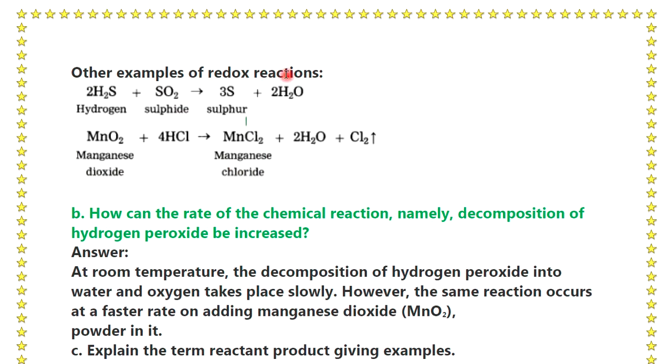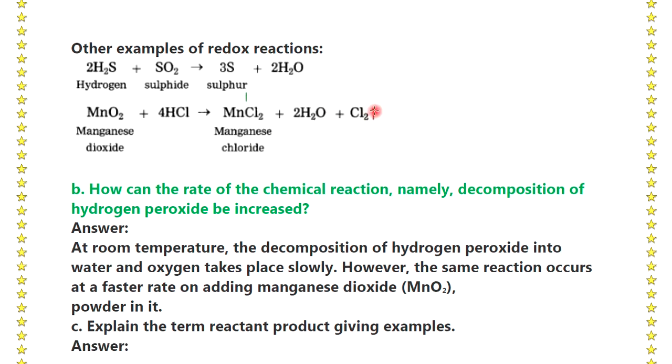Other examples of the redox reactions are 2H2S, that is hydrogen sulfide, plus SO2, sulfur dioxide, gives rise to 3S, sulfur, plus 2H2O. After that MnO2, that is manganese dioxide, plus 4HCl gives rise to MnCl2, manganese chloride, plus 2H2O plus Cl2 is evolved. Okay, this symbol indicates the evolution of any gas.